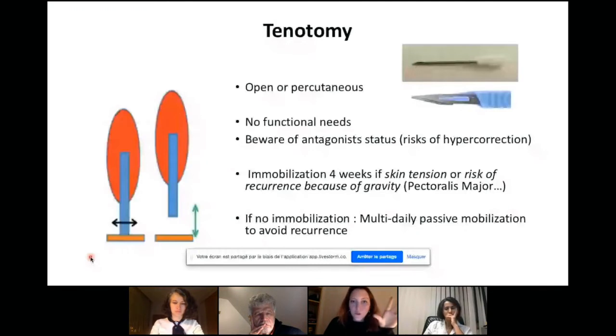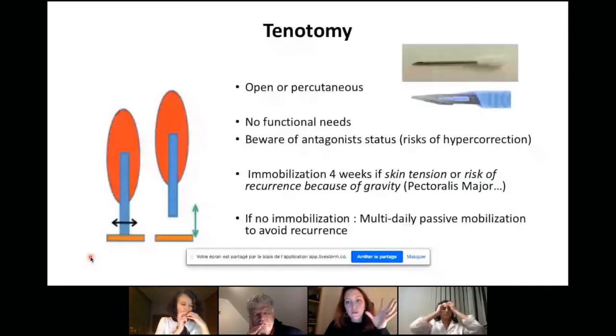We're not obliged to immobilize after a tenotomy. Usually we immobilize 4 weeks if there is any skin tension or a risk of recurrence because of gravity, for instance, when doing a tenotomy of the pectoralis major. If no immobilization, we advise a multi-daily passive mobilization to avoid recurrence.